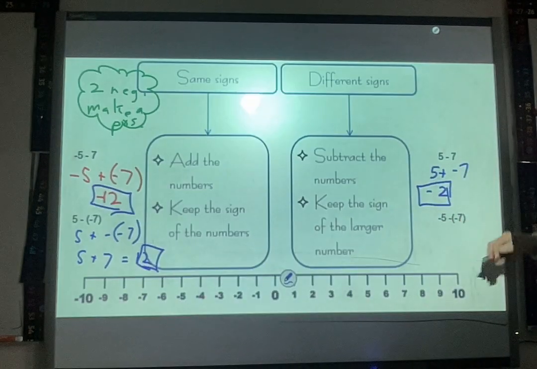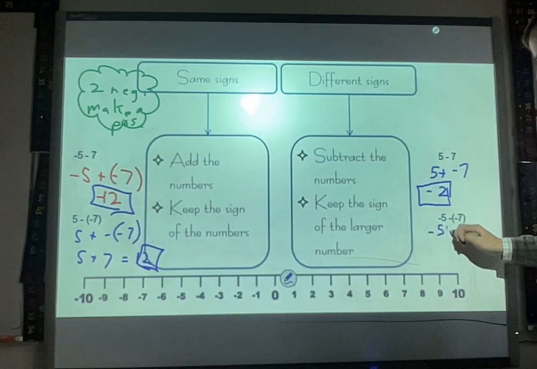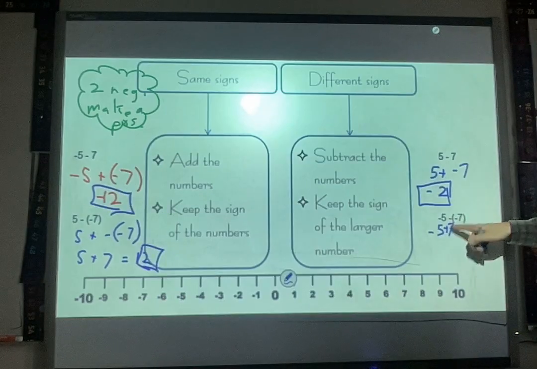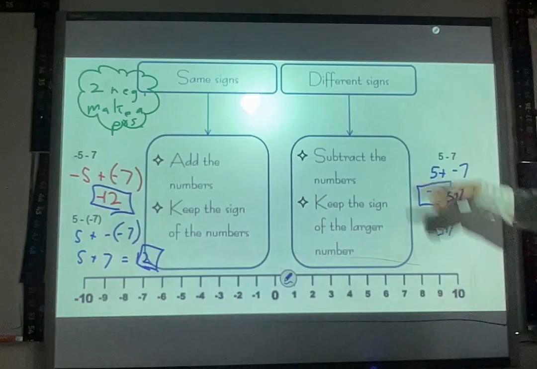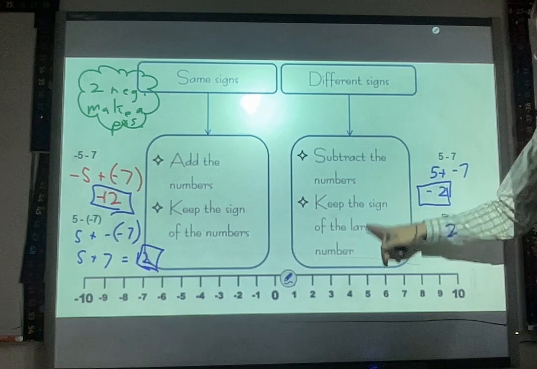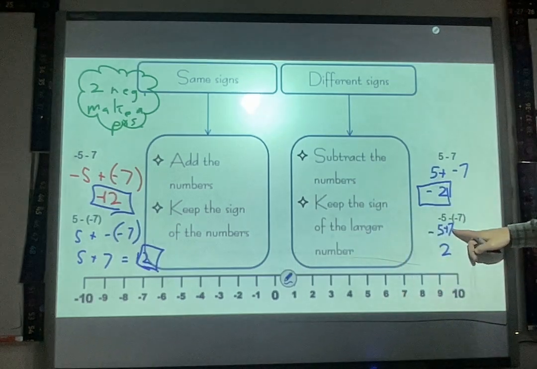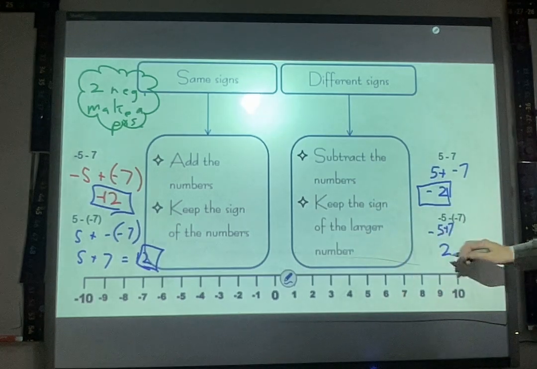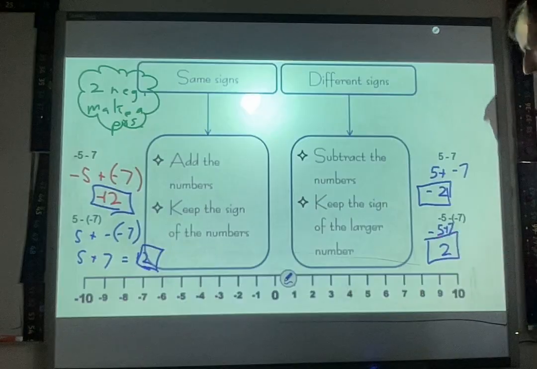Negative 5 minus negative 7, we're going to change it to negative 5 plus 7. The 2 negatives turn into an addition. Now I've got negative 5 plus 7. Those are different signs. We're going to subtract the 2 numbers. 7 minus 5 is 2. And we're going to keep the sign of the larger number. 7 is larger than 5. It's positive, so my answer is going to be a positive 2. I can just leave it like that.